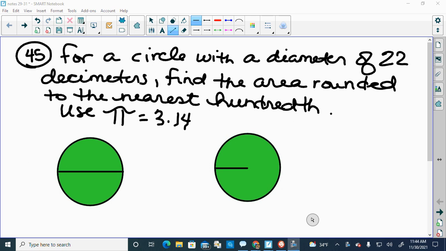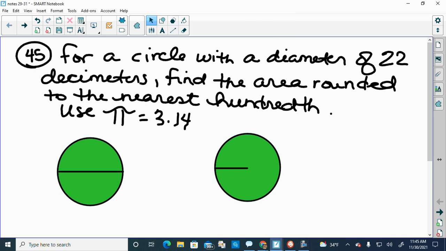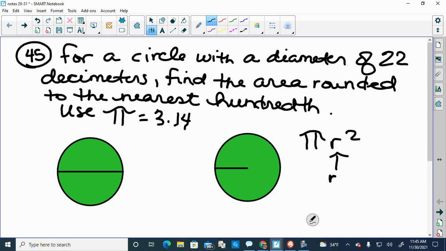So number 45, it says for a circle with a diameter of 22 decimeters, find the area rounded to the nearest hundredths. Okay, so if you look at your formulas that you wrote down when you went through the vocab, the area for a circle is pi r squared, and r stands for radius.